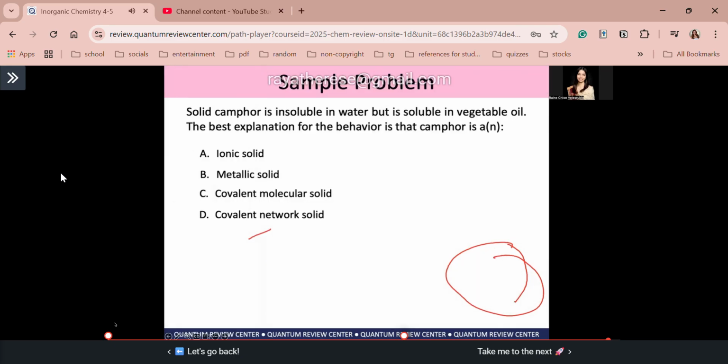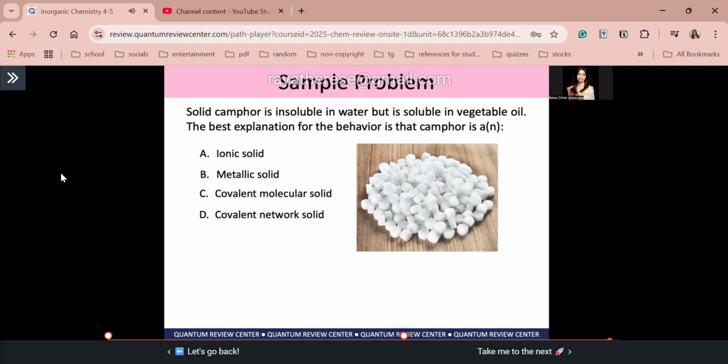Okay? Now, sample problem. Solid camphor is insoluble in water, but is soluble in vegetable oil. The best explanation for the behavior is that camphor is A, an ionic solid, B, metallic solid, C, covalent molecular solid, or D, covalent network solid. Okay, so guys, this is what camphor looks like. Share ko lang guys, nagamit ko na ito sa lab sa previous job ko. Okay, wala, maganda yung amoy niya.